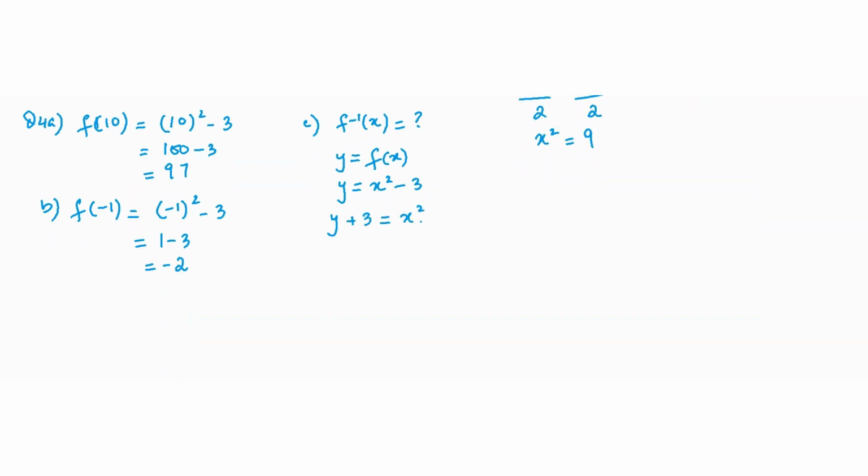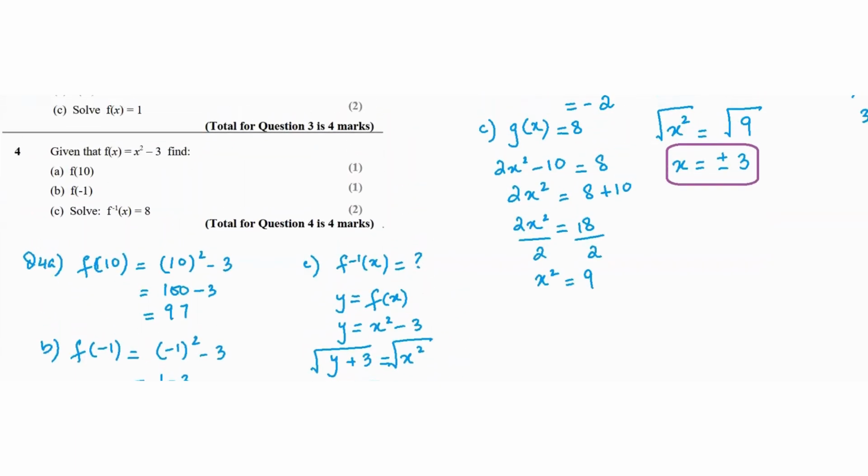Now, since we're trying to make x the subject and right now x squared is the subject, what we will do is we will square root both sides to get rid of the square. So that's going to be square root of y plus 3 equal to x. So last step, replace x with f inverse x and y with x. So your inverse is root of x plus 3.